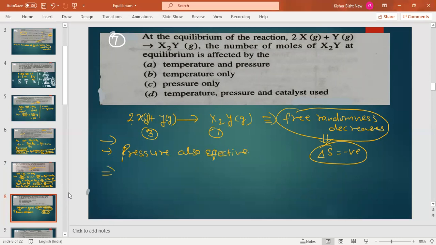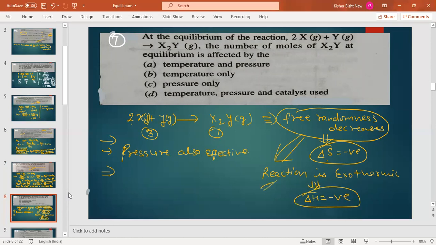Second thing, you know that if the randomness decreases, then the reaction is exothermic in nature. Exothermic means delta S is negative. So if the reaction is exothermic in nature, temperature also affects it. Now here we have calculated the effect of temperature and the effect of pressure. The catalyst is not written here, so we will say temperature and pressure.